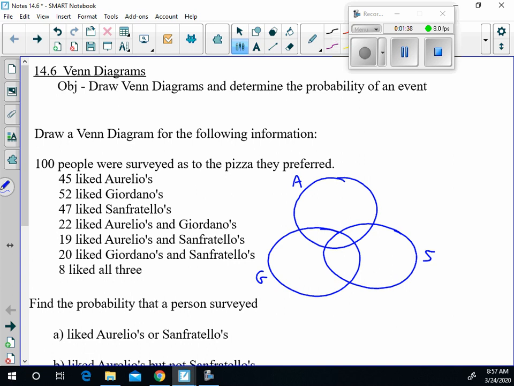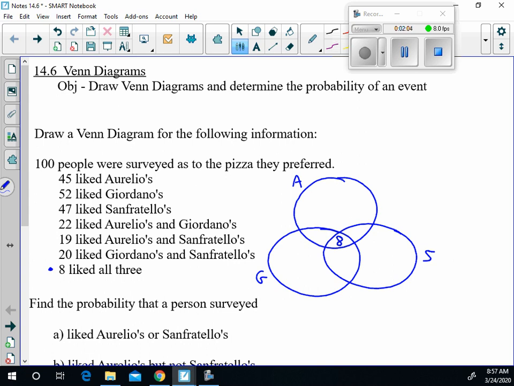Okay, so I have always found over the years the easiest way to do this is to start on the inside and work our way out. So instead of starting with the 45 who liked Aurelio's, we want to go down here to the bottom where it says 8 liked all three, right here. And we know that has to go in the center of this diagram, 8 right there. It's interlocking all three of the circles.